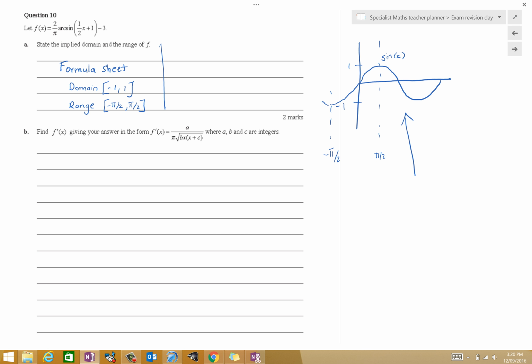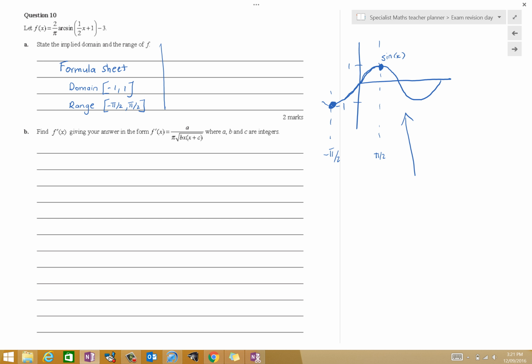But remember, in order for an inverse to exist, we need a 1-to-1 function. So with this sine of x graph, we're cutting it off between -pi on 2 and pi on 2, because then it is a 1-to-1 function. In other words, it will pass the horizontal line test. That's the only way the inverse can exist for this function.